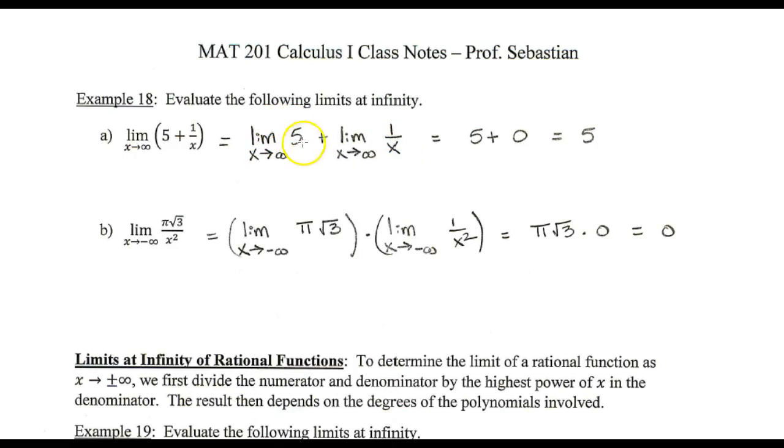So the limit of a constant is always that constant value. It never changes no matter how big x gets. This y value will always stay 5. So that limit is always 5.